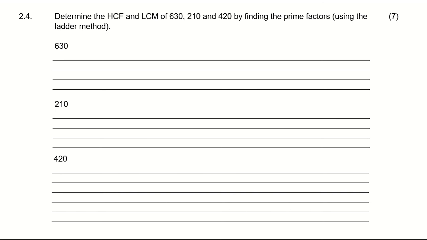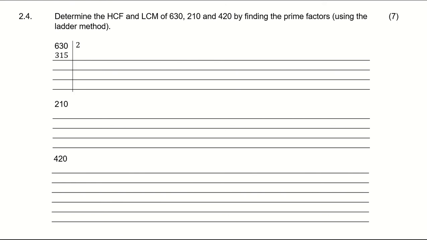All right. Here we need to determine the highest common factor and the lowest common multiple of 630, 210, and 420 by finding the prime factors. Now we will need to find the prime factors using the ladder method. So let's start with the 630 divided by the lowest prime factor. What will be the lowest prime factor that goes into 630? It is 2. 630 divided by 2 will give you 315.